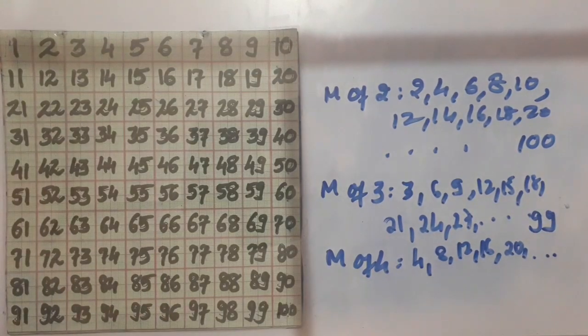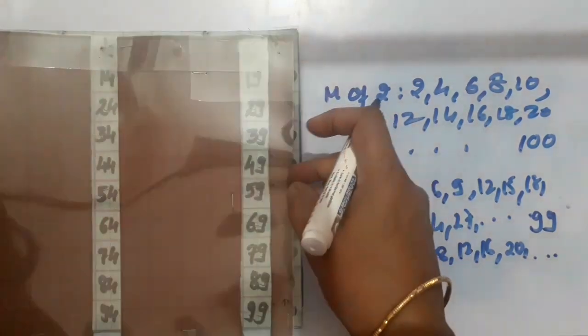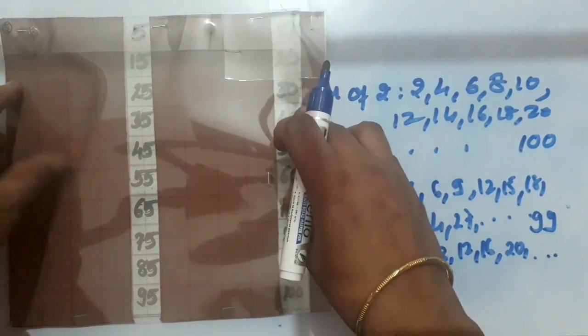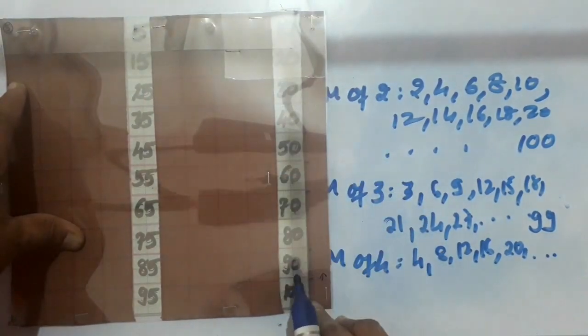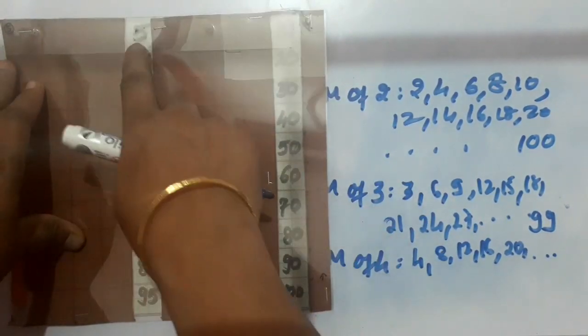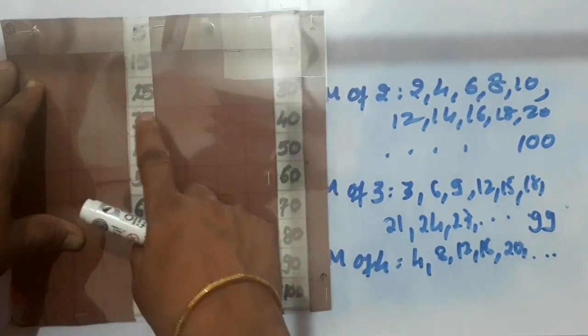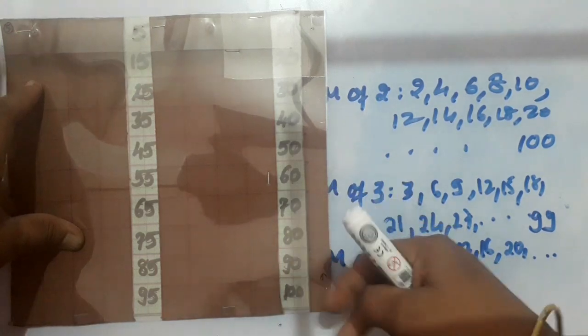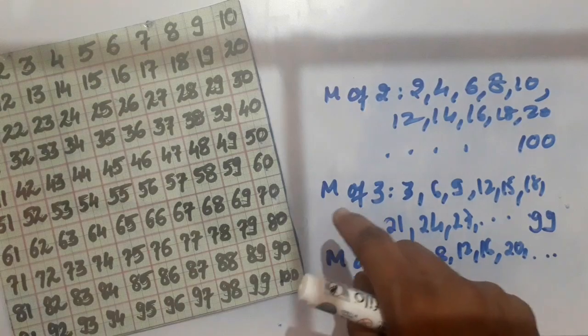Now I want to find out multiples of 5. So here I will place one more grid above that, and you can see the numbers which are left out, they are all multiples of 5. 5, 10, 15, 20, 25, 30, 35, 40, 45, 50, 55, 60, 65, 70, 75, 80, 85, 90, 95, 100 and so on. Now we will find out multiples of 6.